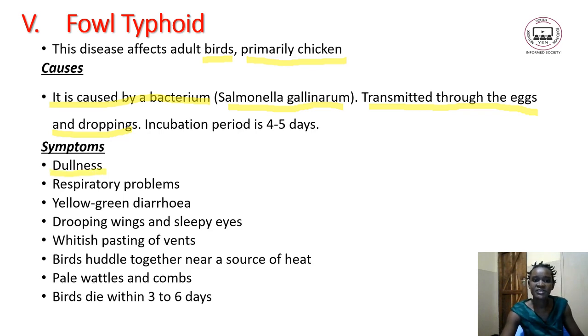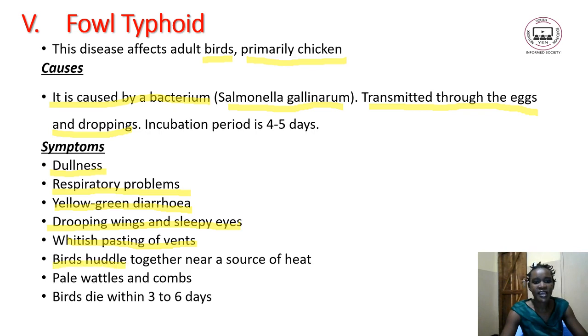These are some of the symptoms: dullness. The animal becomes dull. And there are also respiratory problems, which is another symptom. Yellow-green diarrhea is also another symptom. From their droppings, you find that it is yellow-green in color. Drooping of wings and sleepy eyes can also be another symptom. And whitish pasting of vents, you find that around the vents there is some whitish color. So it's also another symptom that the animal has been attacked by typhoid.